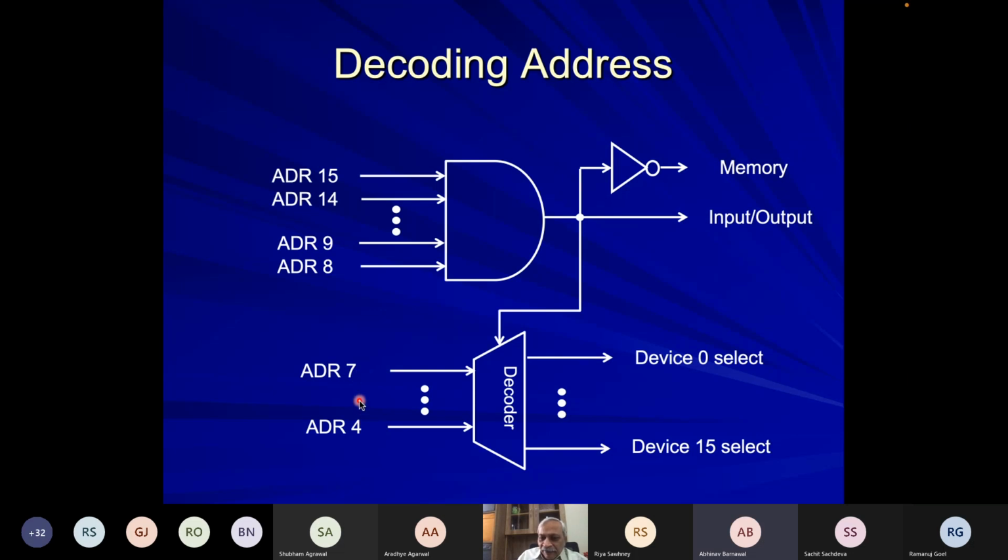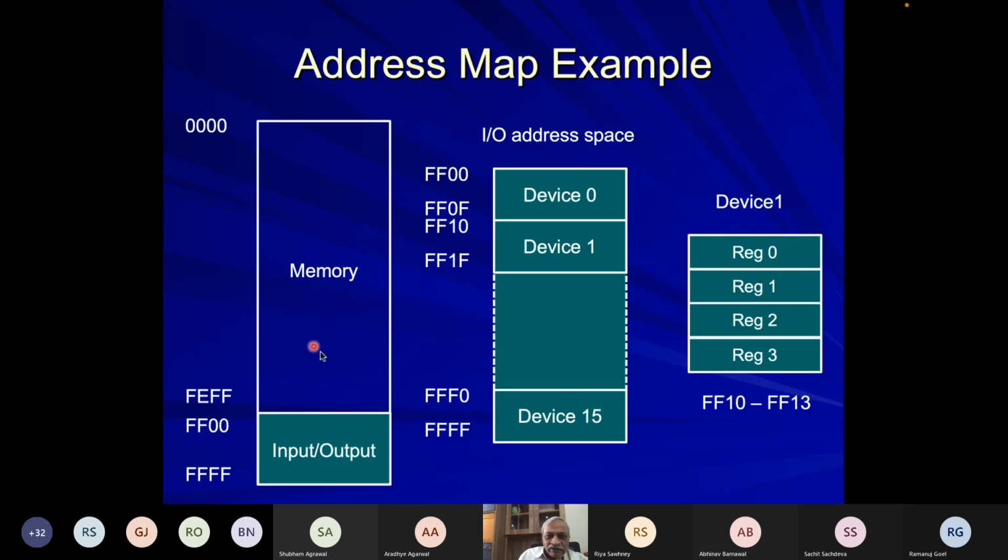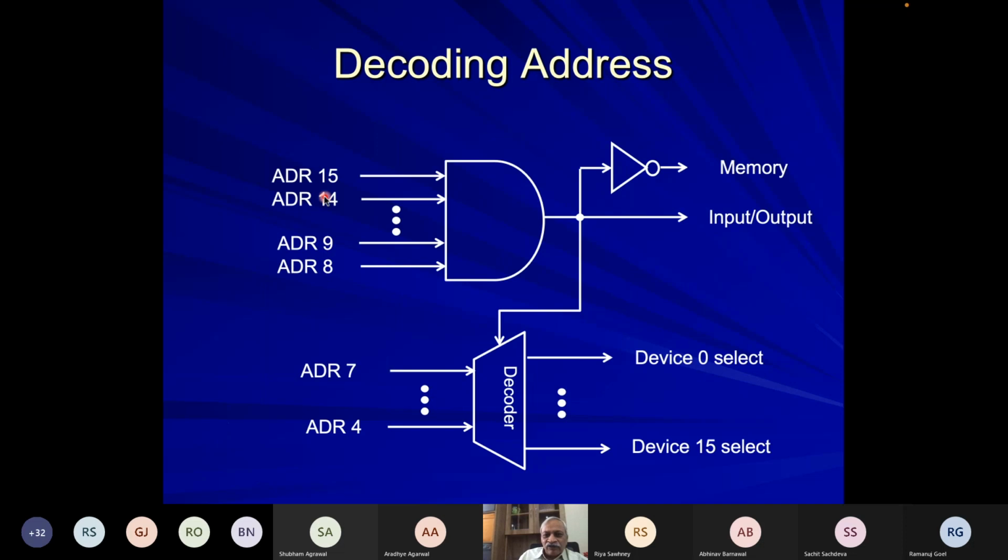What are address bits 15, 14 to 9? You see, I'm elaborating this example. In this example, it has a 16-bit address, 4 hex digits. And the addresses which are FF00 onwards are for input output. So the top 8 bits of the address lines, that is address 8 to address 15, if all these are 1, then I understand that it's an input output address. If not, then it's a memory address.